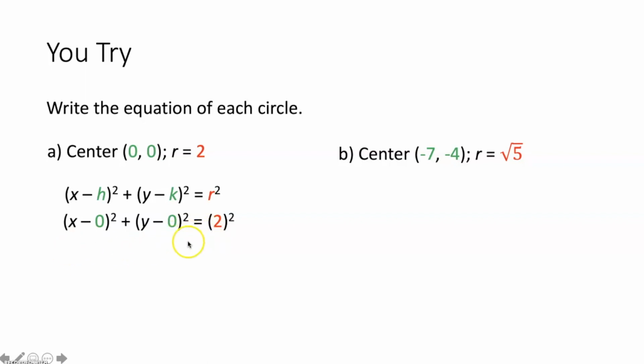We then simplify whatever we can simplify. X minus 0, we can just rewrite as x. Y minus 0, we can just rewrite as y. And then 2 squared gives you 4, and you're done.